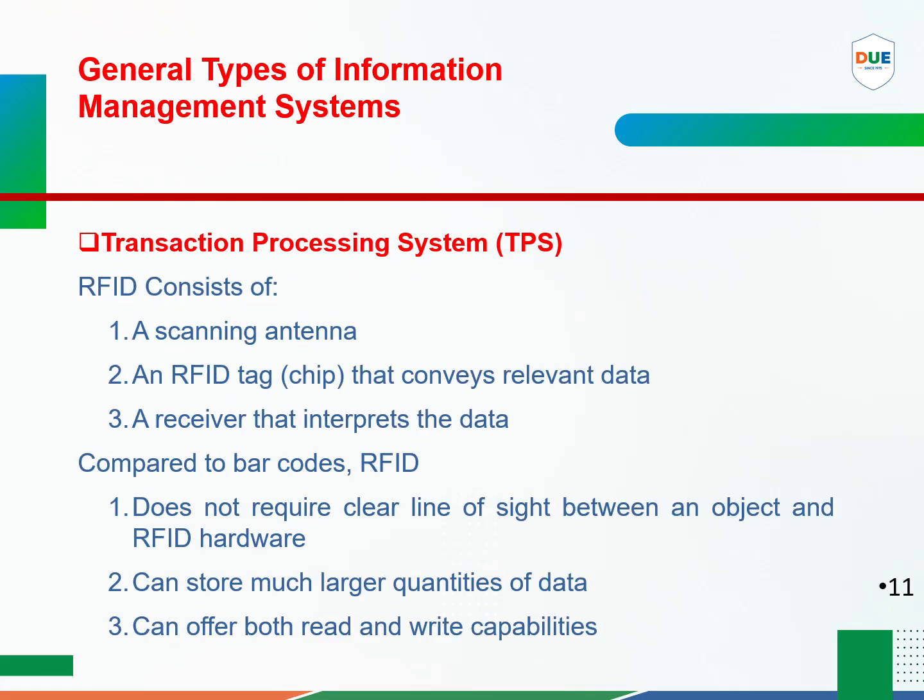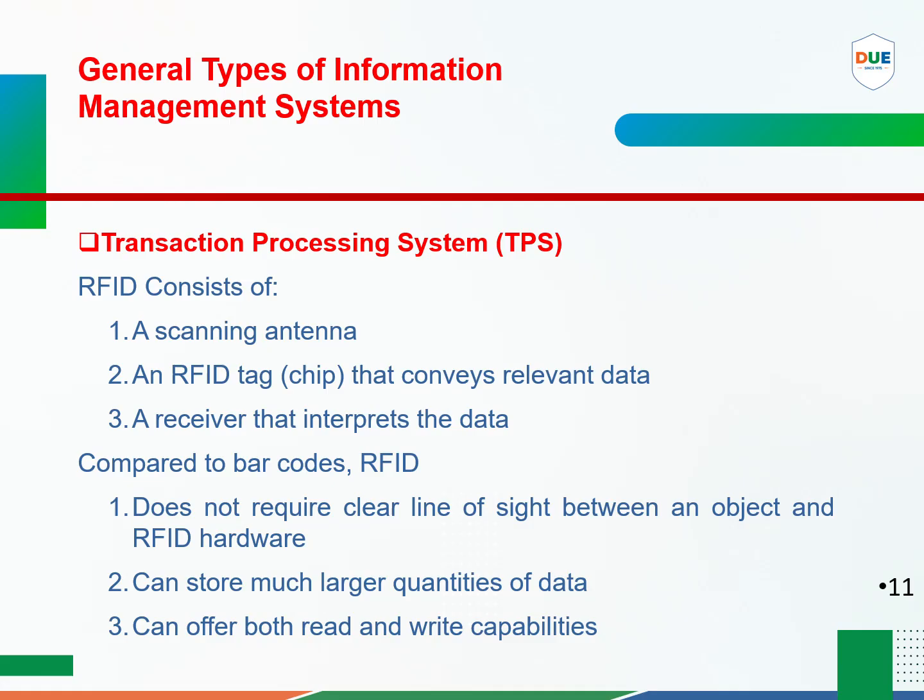This slide looks more closely at RFID, one of the most important automatic identification technologies. An RFID system consists of three main parts: a scanning antenna, an RFID tag or chip that stores data, and a receiver that interprets the data sent by the tag. Compared with a traditional barcode, RFID offers several advantages. It does not require a clear line of sight between the tag and the reader, so tags can be embedded in packaging or attached where they are not easily visible.